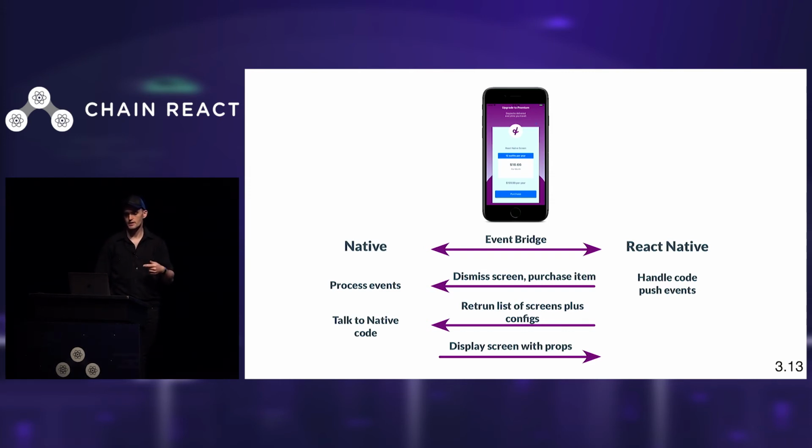And React Native is responsible for basically the business logic and display logic, and in a more built-out example, it would have code push integrated. And when code push receives a new set of screens, it would send that event over the bridge, and the native code would update the manifest of screens in the application.